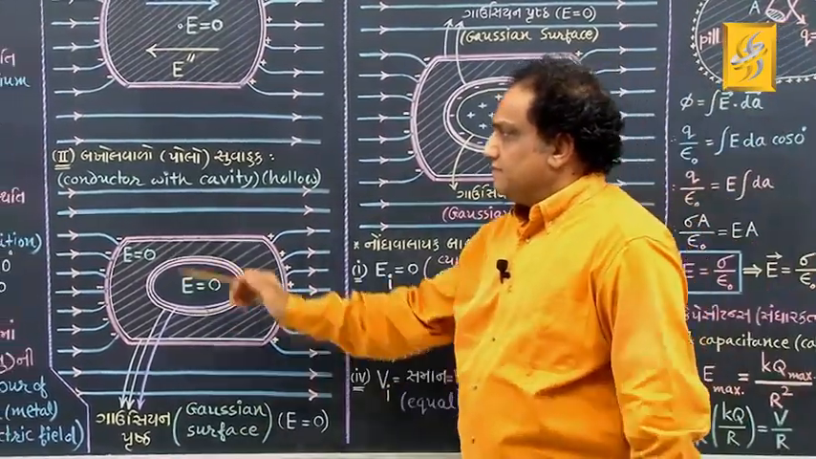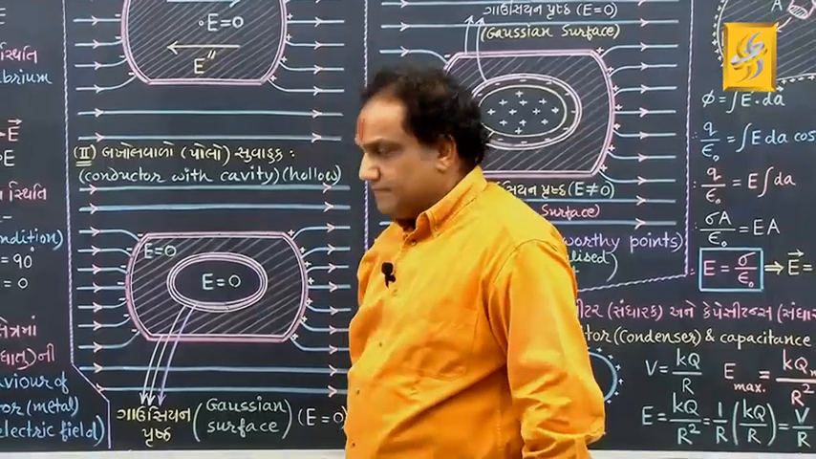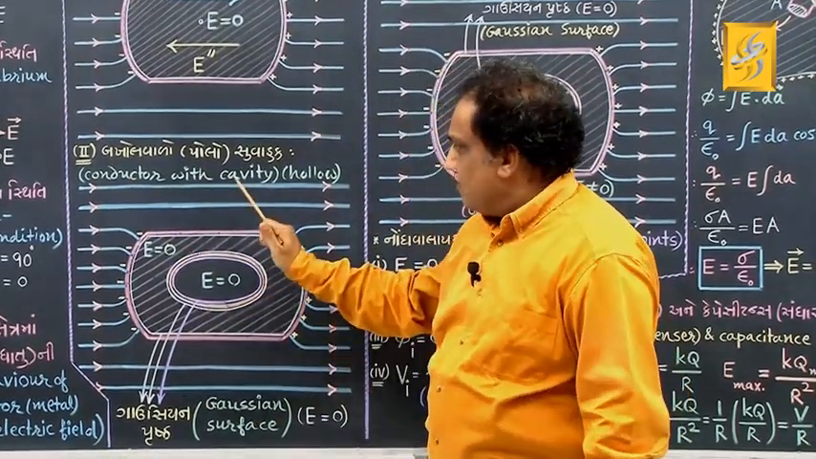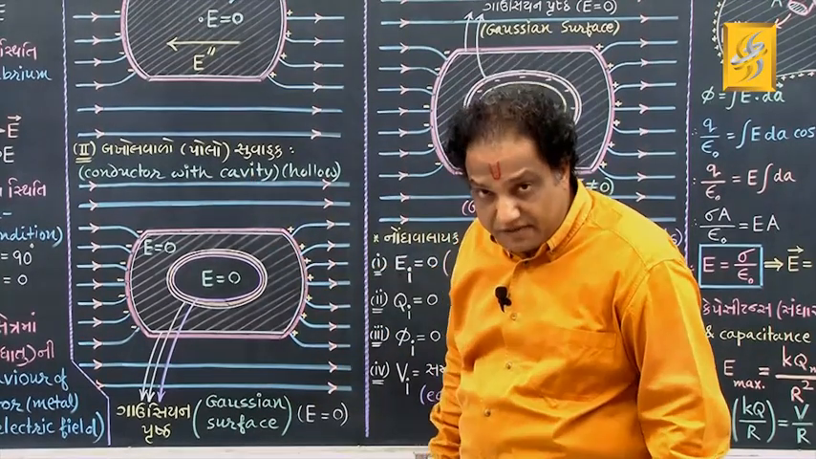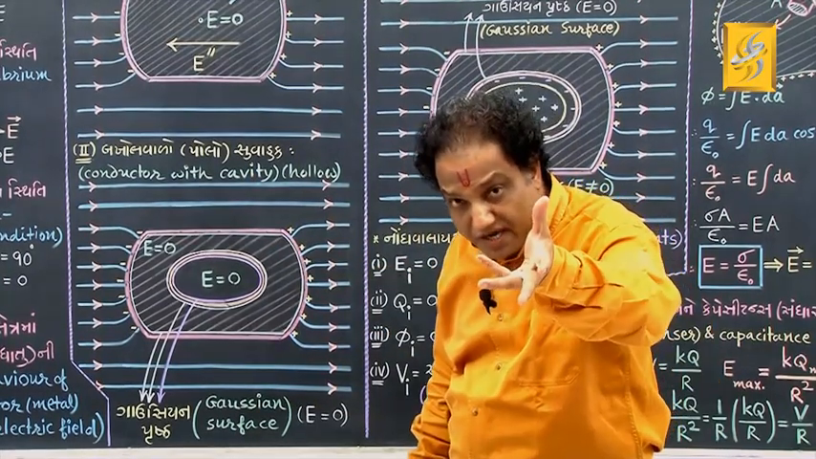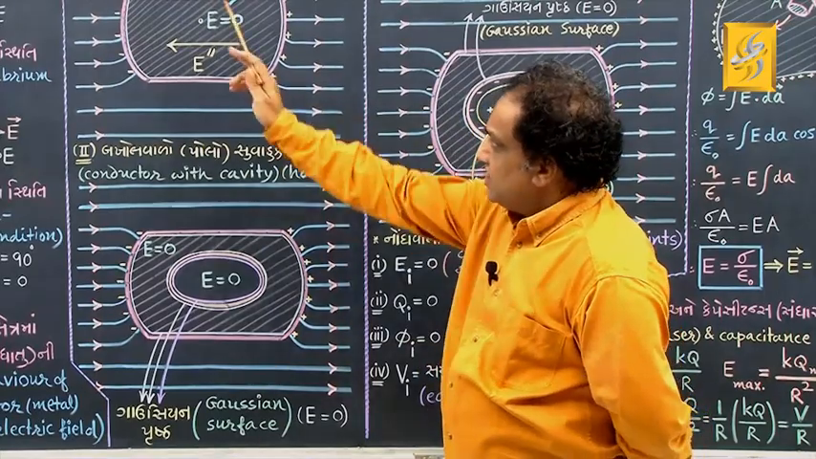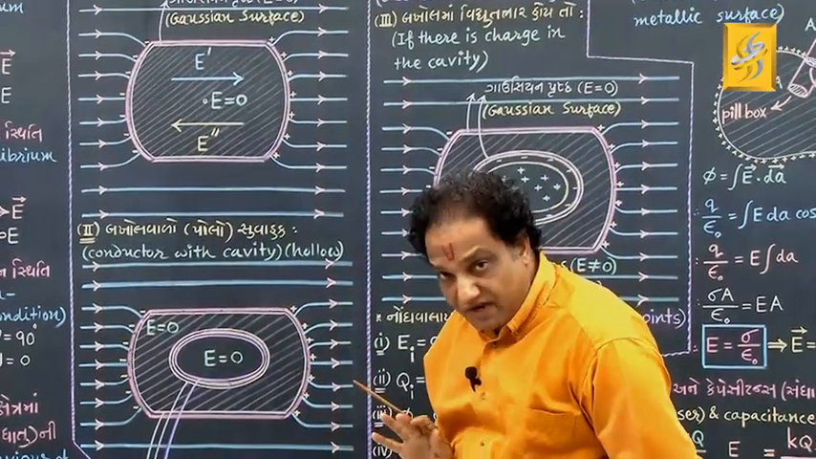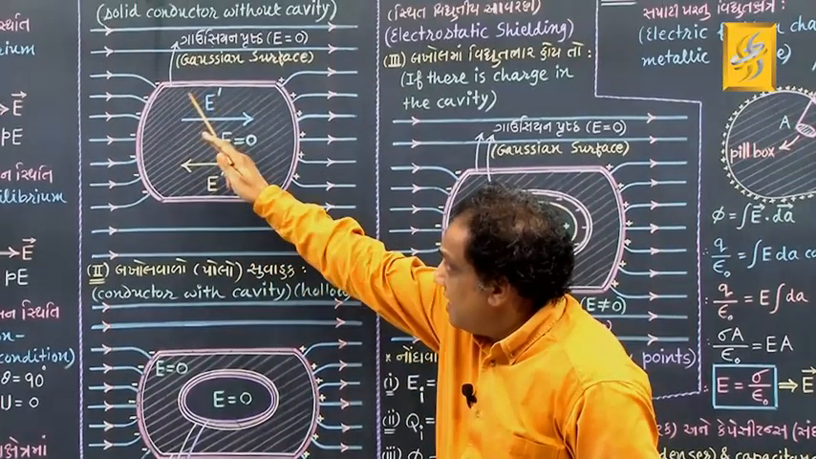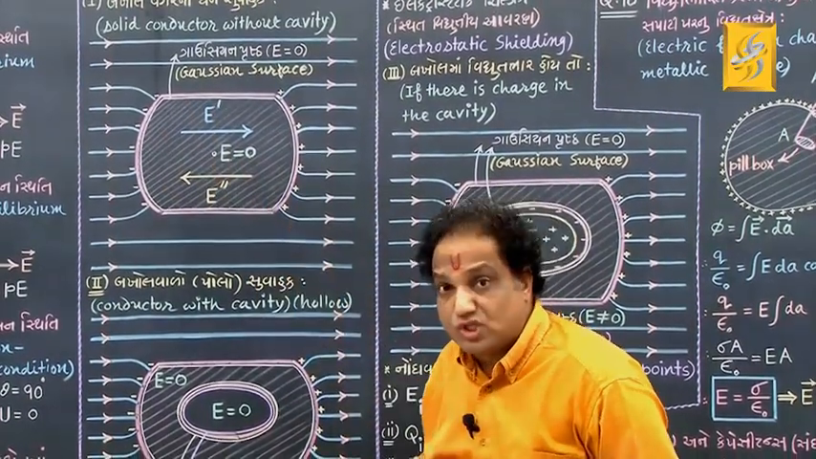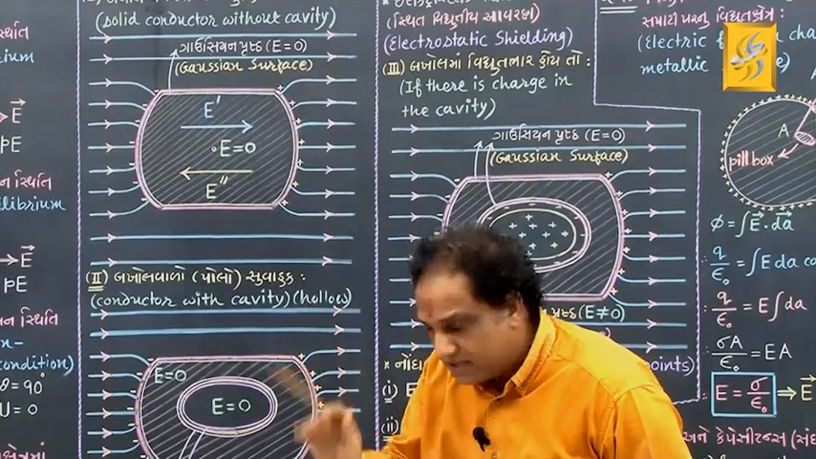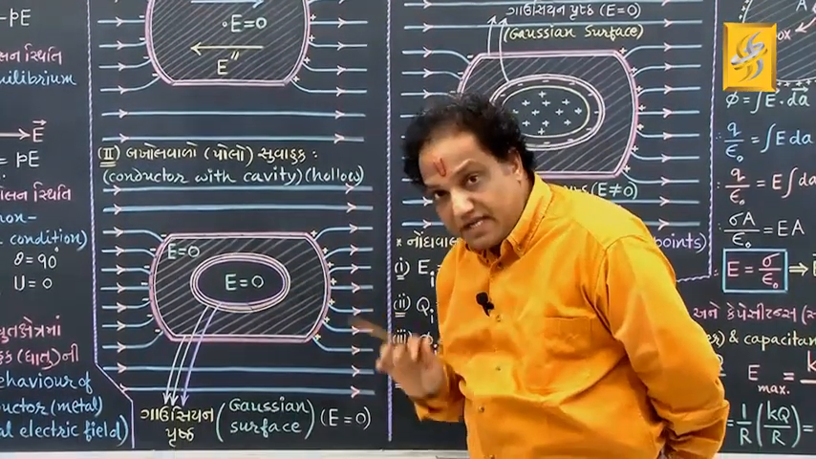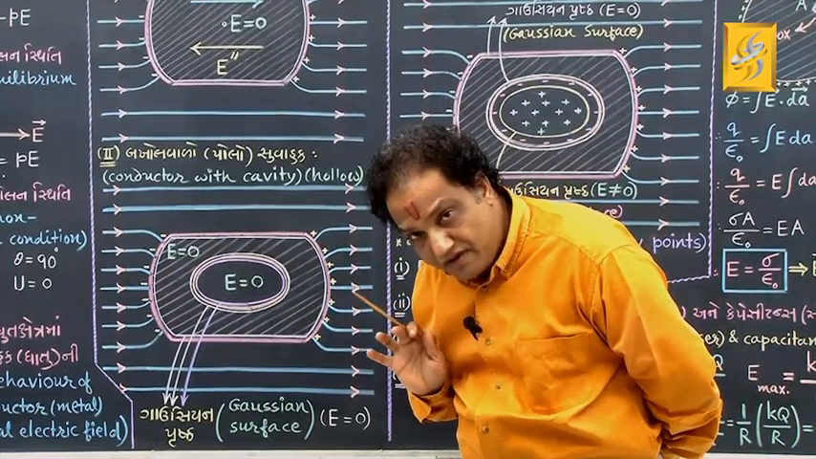Now consider the second possibility. We take that metallic conductor which has some cavity inside, that is, some hollow part inside. You can see the same figure I have drawn here, but what is the difference? Here the entire part inside was solid, no hollow part, and here we show this part as hollow, that is, it has some cavity. Okay, fine.